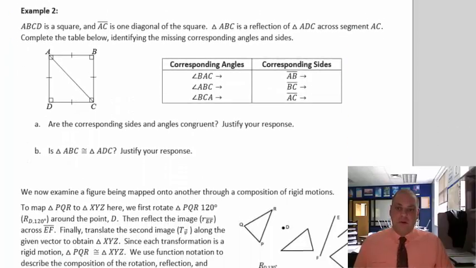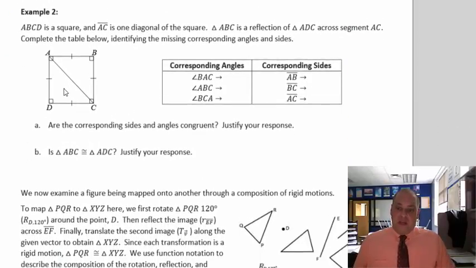Now in example 2, we get ABCD is a square. They're telling you it's a square. And then it said triangle ABC is a reflection of triangle ADC across segment AC. So what happened is this is a reflection line. The diagonal is a reflection line, and that triangle can fold right on top of the other one. And what they want us to do is complete the corresponding angles inside.